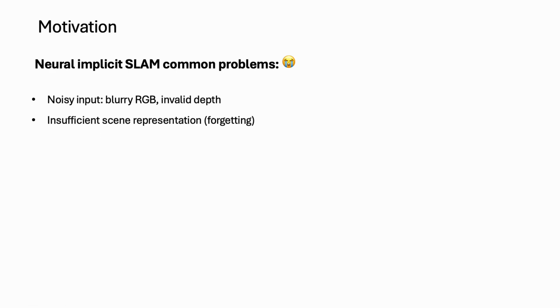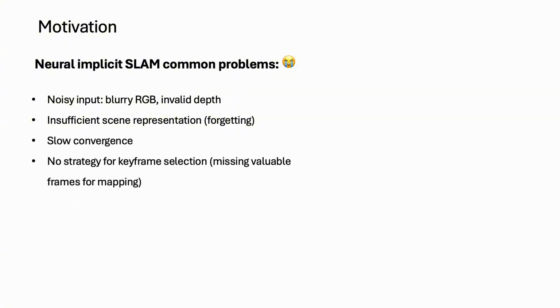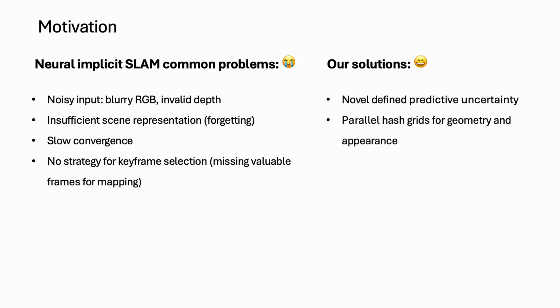However, neural implicit SLAM still faces several common challenges, such as noisy input data, insufficient scene representation, slow convergence speed, and lack of an effective keyframe selection strategy. To address these challenges, we propose the following solutions. A novel predictive uncertainty formulation. This approach enables dynamic reweighting of loss functions during tracking and mapping, ensuring that only reliable data contributes to the optimization process. Parallel hash grids for geometry and appearance representation. Strategic bundle adjustment, which balances global and local information to enhance keyframe management.